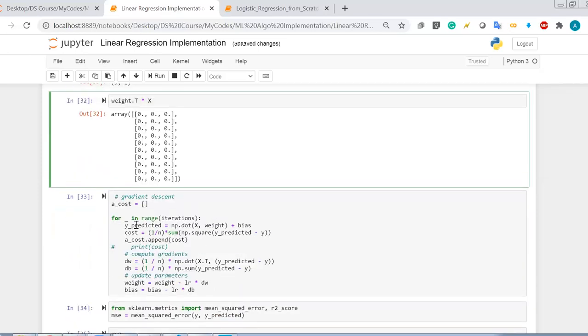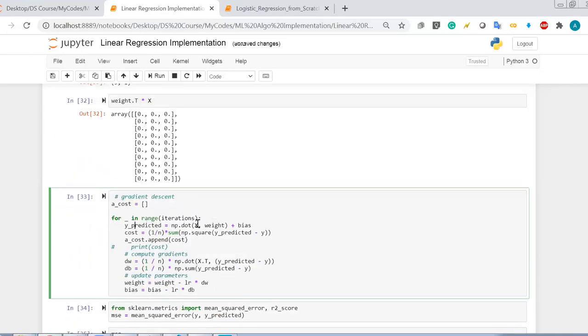Let's see what we are doing in every iteration. We are multiplying x into weights, plus bias. So this will be my y predicted. I have subtracted y predicted minus y, taken the square of it and divided it by n. So this I have done. Then I have found the dw. I guess I have already told you this thing, so we have taken the dot product.